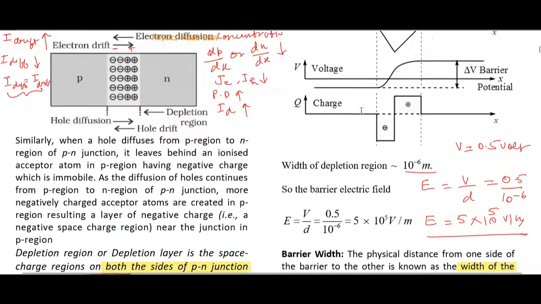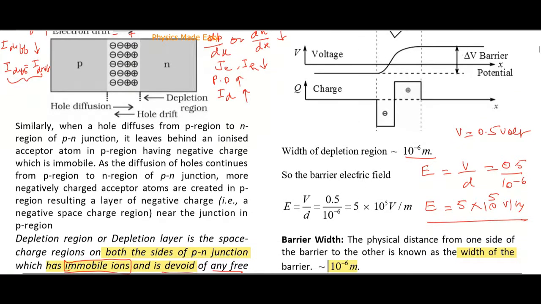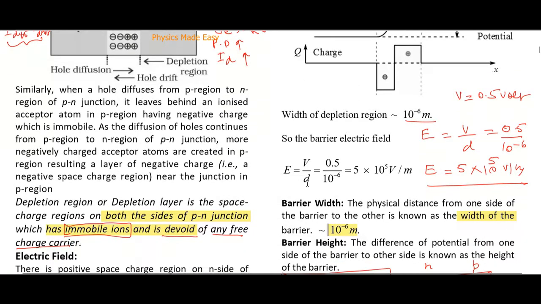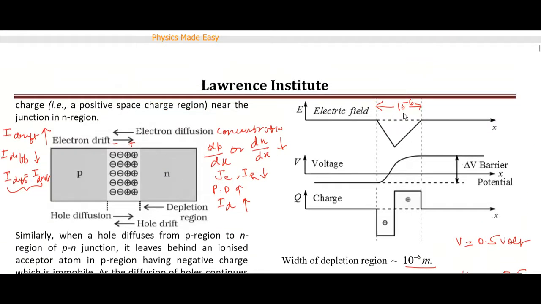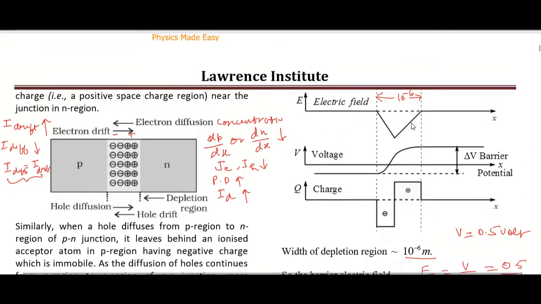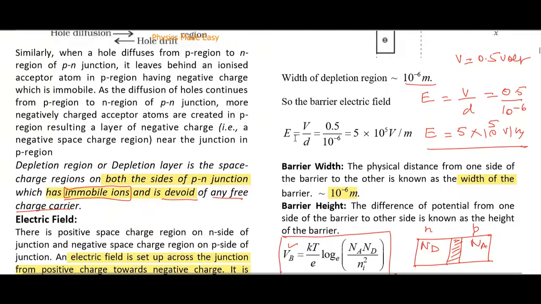And electric field is this potential difference divided by distance d. This distance d is of the order of 10 raised to power minus 6 meters, and potential difference is of the order of 0.5 volt, and this comes out to be 5 into 10 raised to power 5 volt per meter. This is the electric field developed.